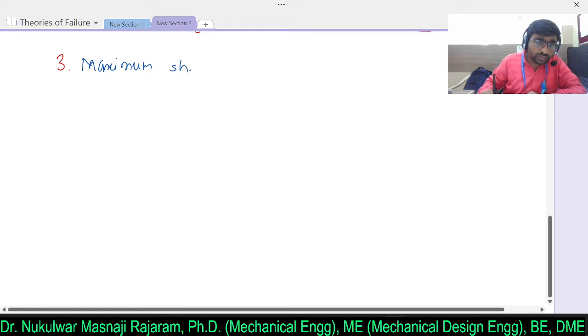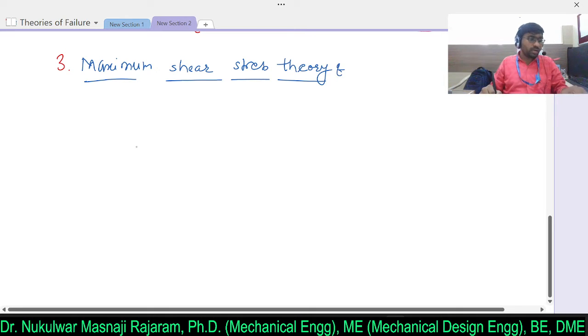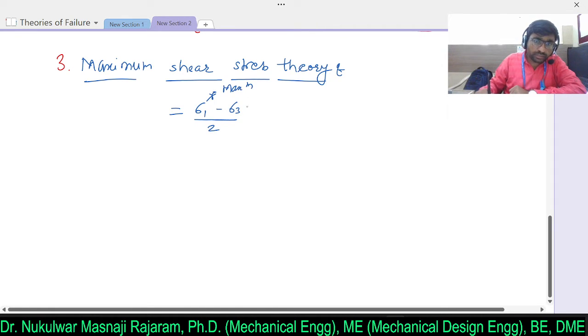Maximum shear stress theory. So what is the maximum shear stress theory? How can we evaluate the maximum shear stress? It can be evaluated by using the formula sigma 1 minus sigma 3 divided by 2. So this is nothing but the maximum value in the stress system, and this one is the minimum value in the stress system. So this is the maximum shear stress.